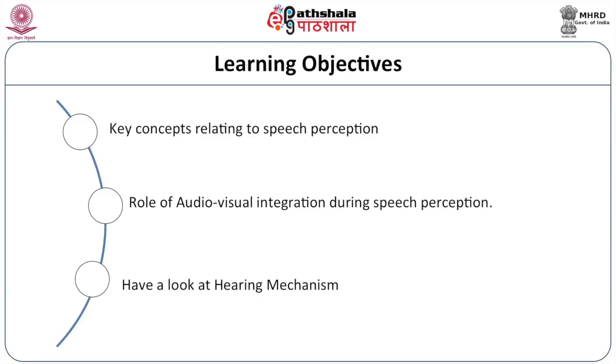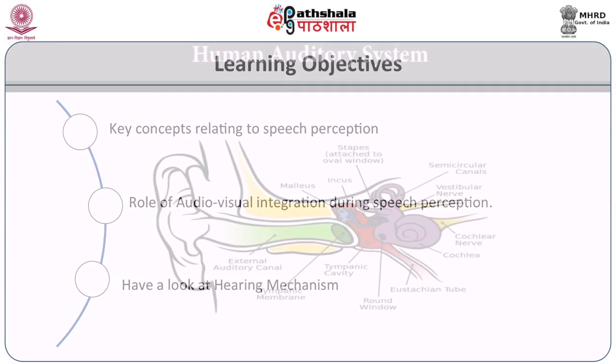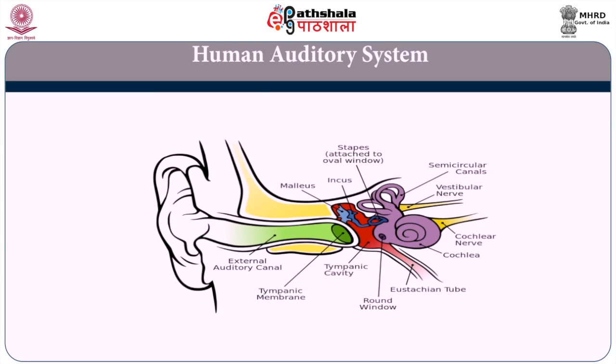Let's start with the hearing mechanism. In the diagram that you see, which I'm sure you're familiar with from your school textbooks, the auditory mechanism has three main parts: the outer ear, the middle ear, and the inner ear. And each part plays a different role. I will talk about the function of each part a little later.